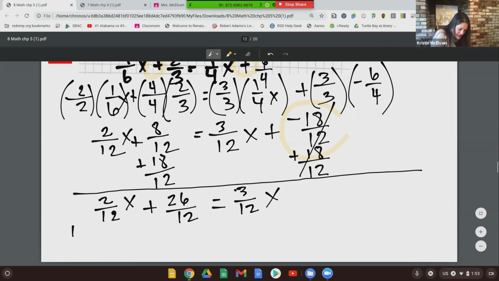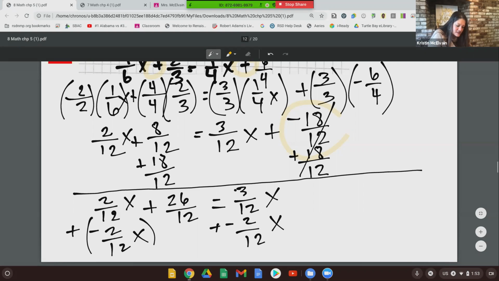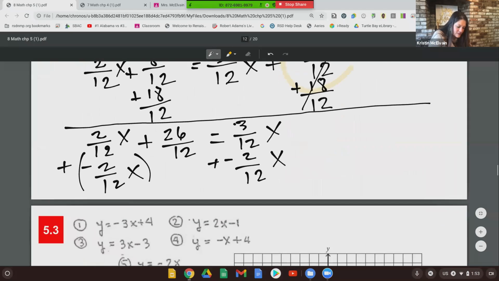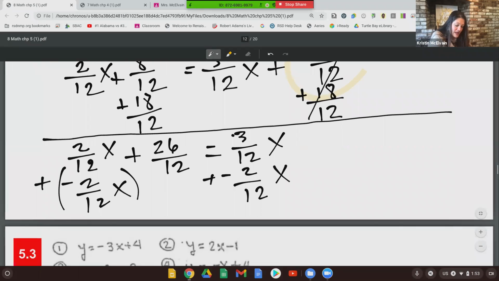So we're going to add a -2/12 x to both sides. So that is going to give us, so 3/12 minus 2/12 is going to leave us with 1/12. Okay, so that's going to be, sorry, so messy. I was trying to write big.